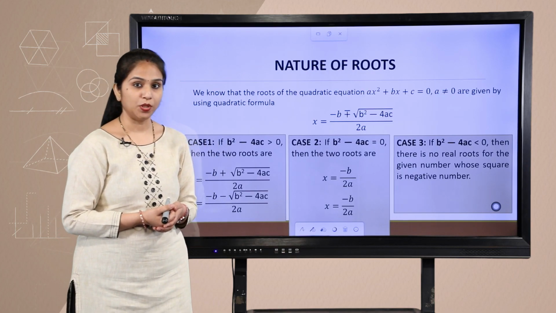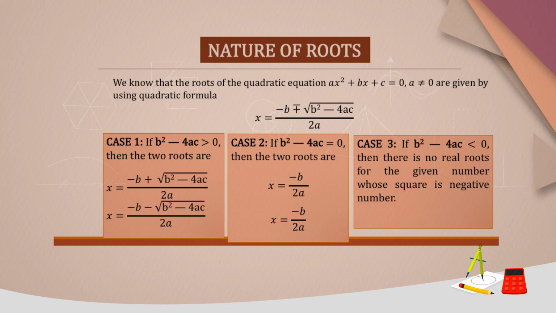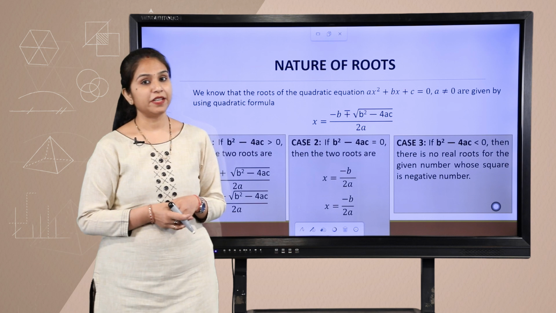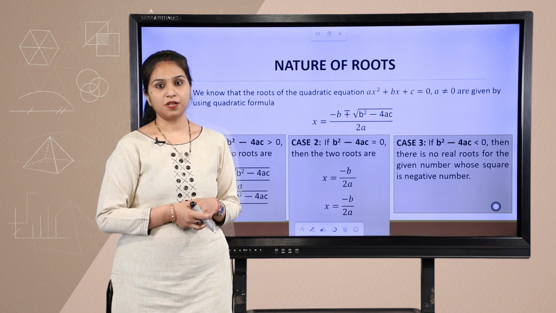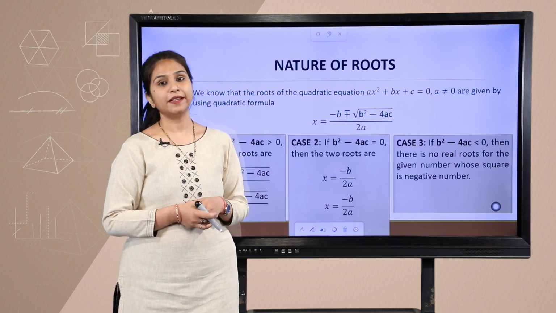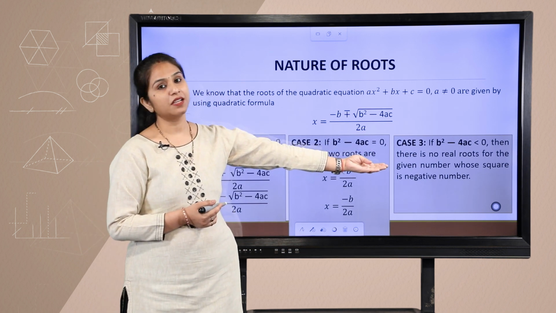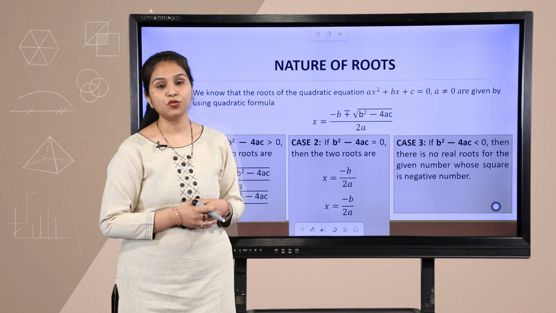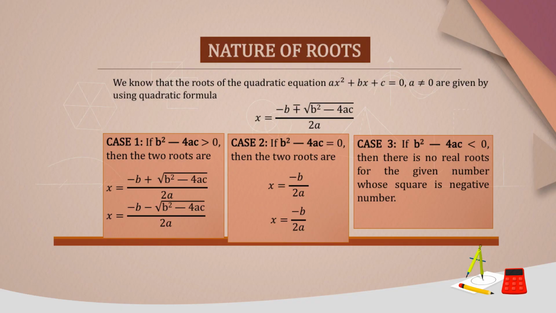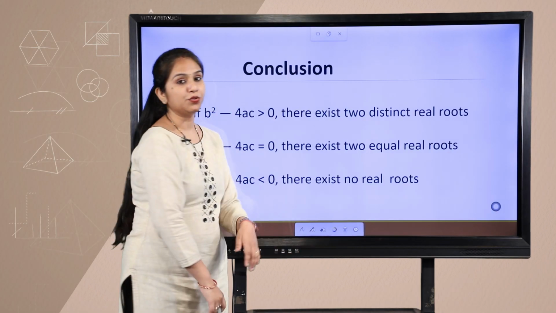And your third case, when the discriminant is less than 0, in that case you will not find any real root. There is a reason, because there is no real number whose square is a negative number. The number whose square is negative is not possible for us to find out. So that is why in that case roots are not real.